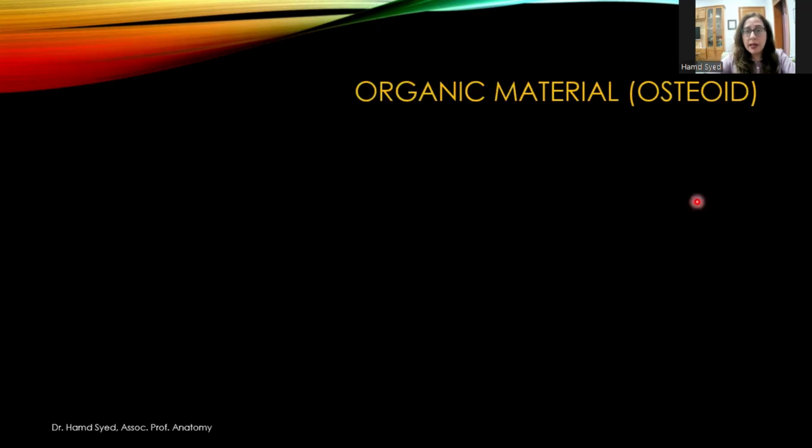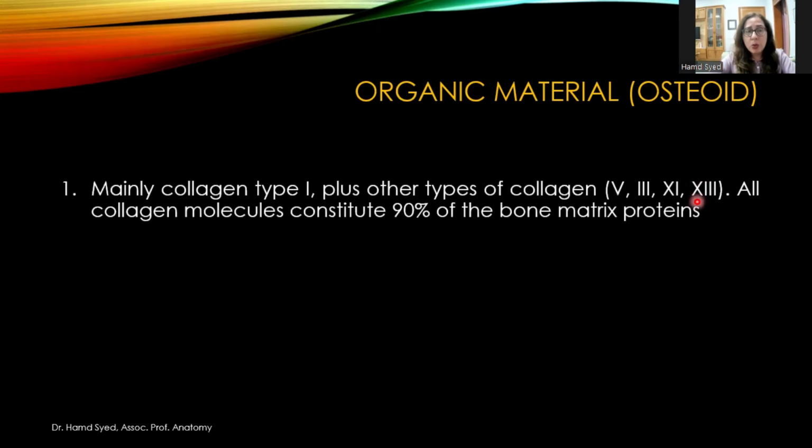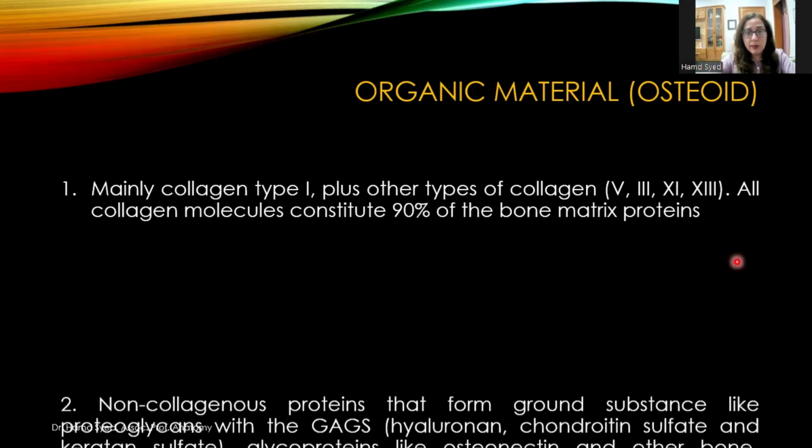Now coming to the organic material, this is also known as the osteoid. And this is the portion of the bone which contains proteins, mainly collagen type 1. Also, there are other types of collagen like 5, 3, 11, and 13. All the collagen molecules constitute 90% of the bone matrix proteins.